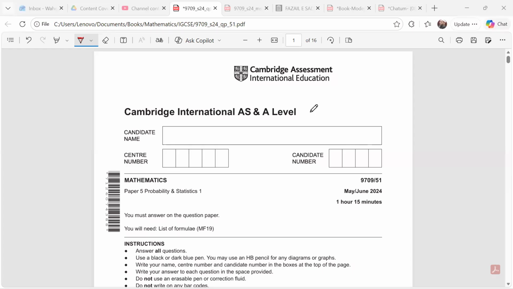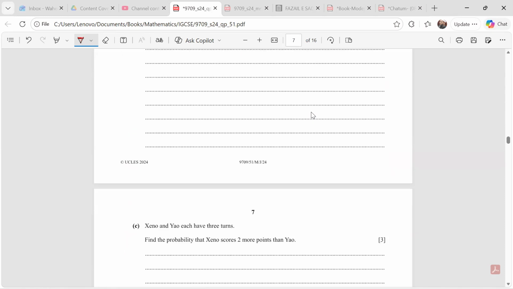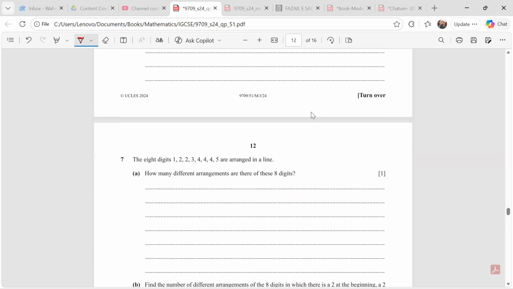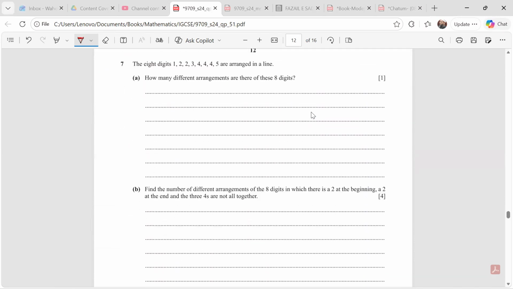We have been solving these past papers. So right now I have this mathematics, probability and statistics, May, June 2024. We have already solved many questions. You can look at my previous videos. But anyway, right now we are going to solve question number 7. It is the last question of this paper, this exam. Okay, so this is the question.